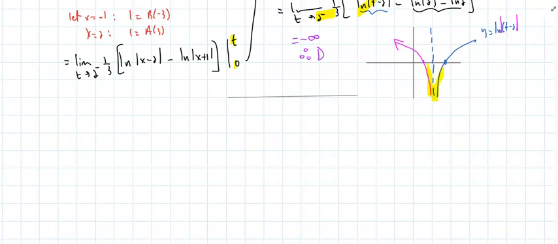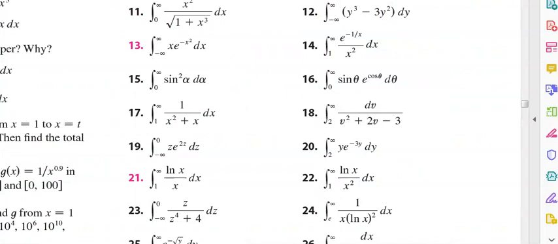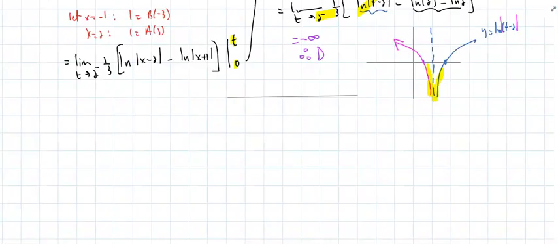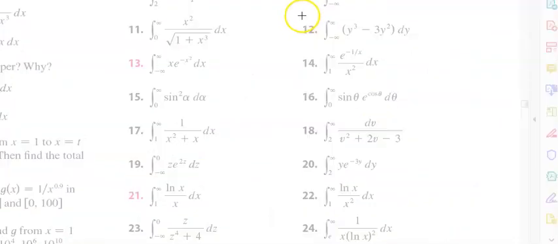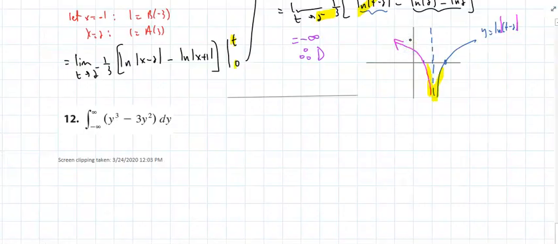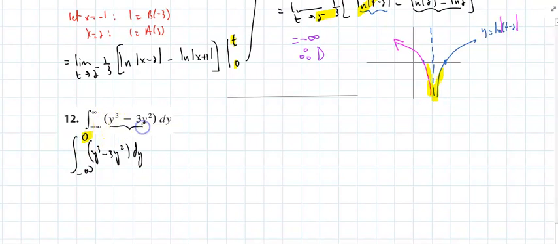Now, I want to do one more of these types, and I'm choosing number 12, the last case scenario. What happens when you have negative infinity to positive infinity? Well, it's kind of like what we just did. You're going to end up saying, you know what, I'm going to integrate from negative infinity to 0. Now, I'm not going to stress out how important this 0 is. It could be any number, but it should be on this graph, and 0 is an easy target. And 0 to infinity of y cubed minus 3y squared dy.